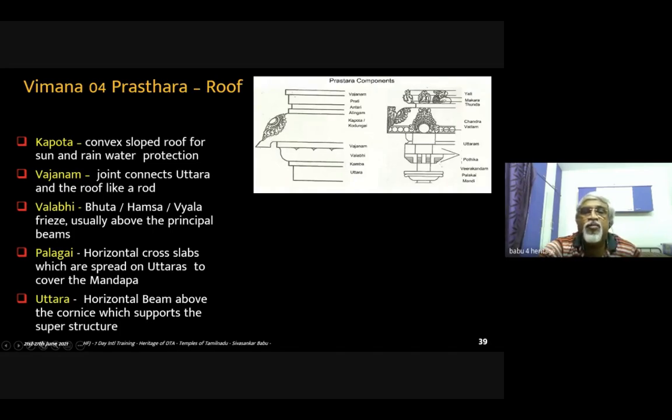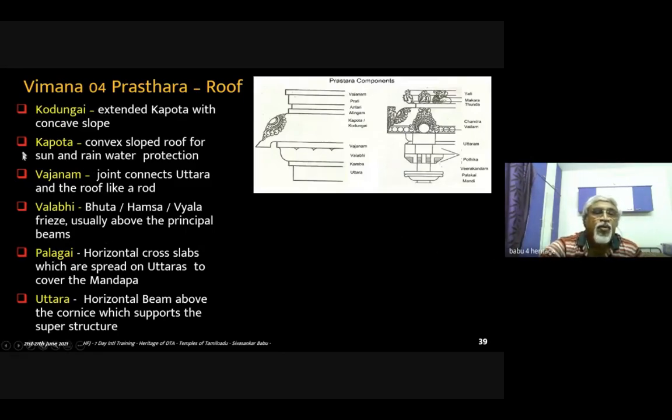ensuring that the rainwater doesn't flow into the wall and falls a little away. In some areas, the kapota is extended over a very long distance, and it also gives some amount of protection against the sun.